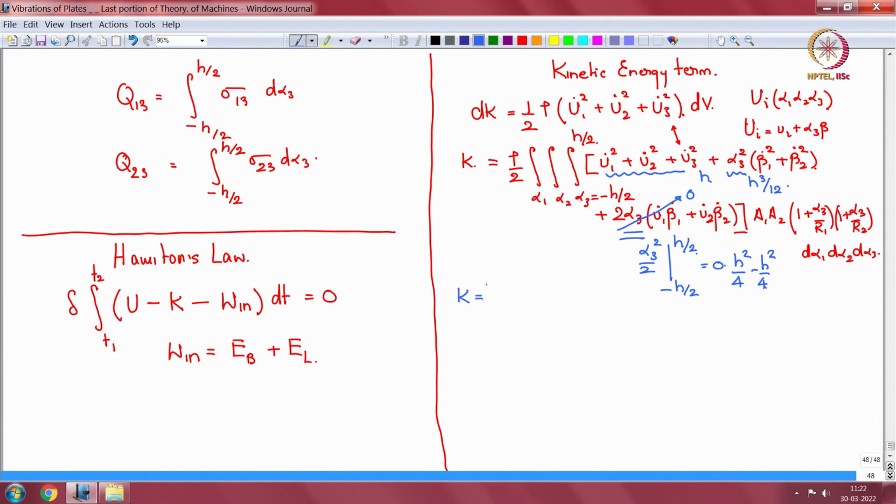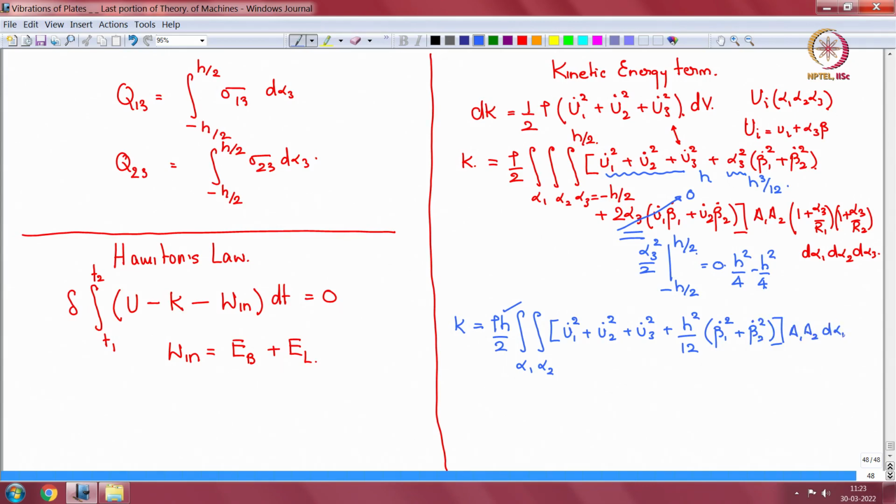So my K becomes rho h by 2, integral alpha 1, integral alpha 2, u1 dot square plus u2 dot square plus u3 dot square, plus I have one h here, so I am doing h square by 12 times beta 1 dot square plus beta 2 dot squared, A1, A2, d alpha 1, d alpha 2.